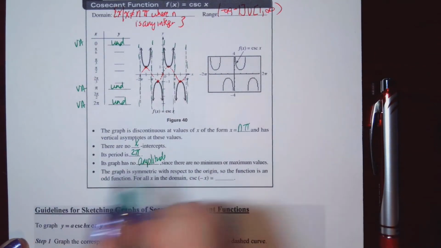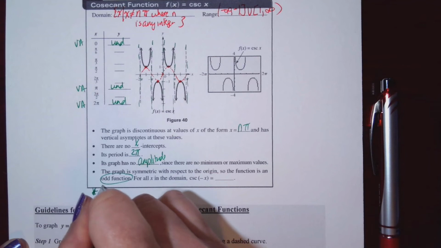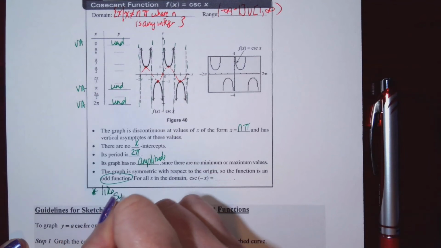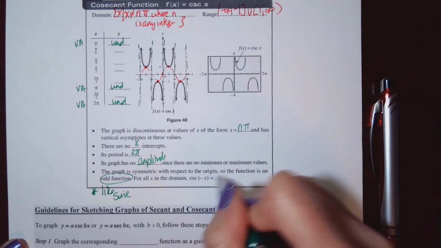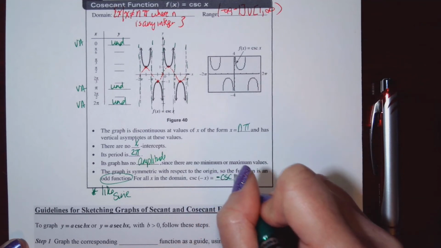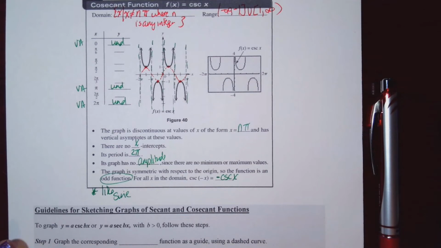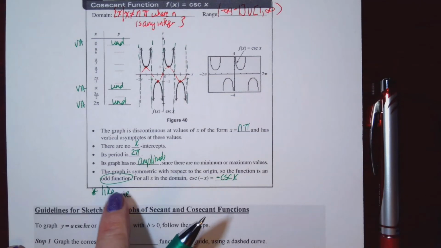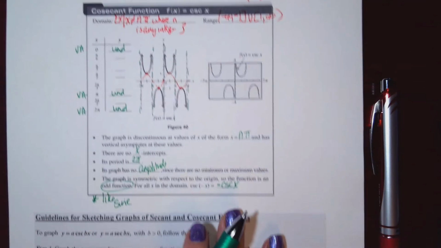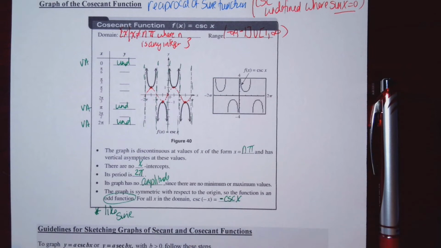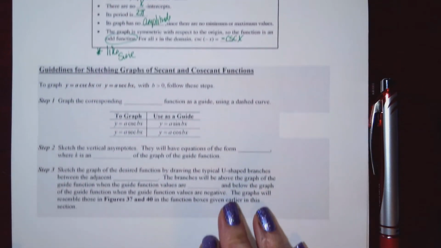Just like the sine function, it is the reciprocal of, it is odd, symmetric with respect to the origin. So cosecant of negative x is the opposite of cosecant x. Now this even odd business is going to be important later on, so you need to make note of that in your head. Cosine and its reciprocal secant were our only even functions. Cosecant, sine, tangent, and cotangent are all odd functions.